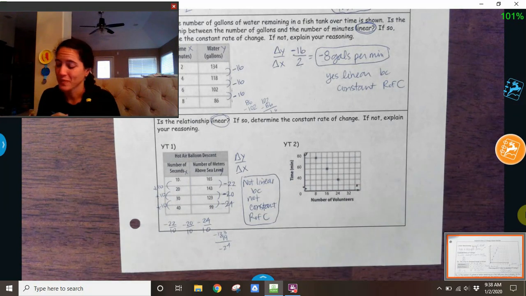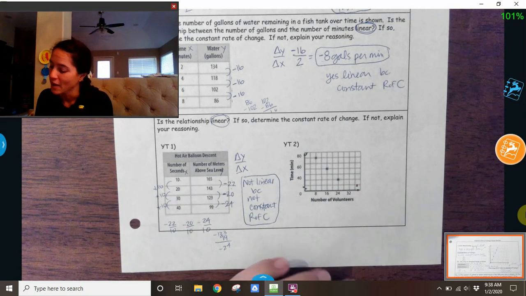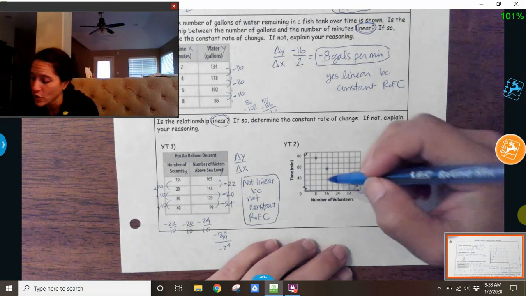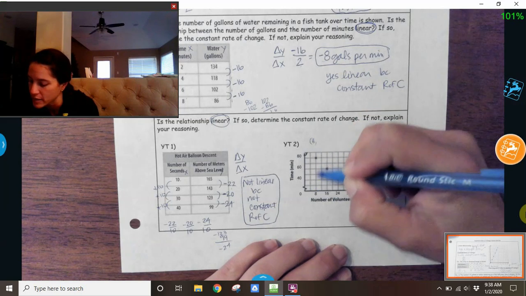Let's do a You Try too. Pause it and you try. That's really what we should be doing for You Try. This one is a graph, and so we need to look at the ordered pair. So this ordered pair is 8.